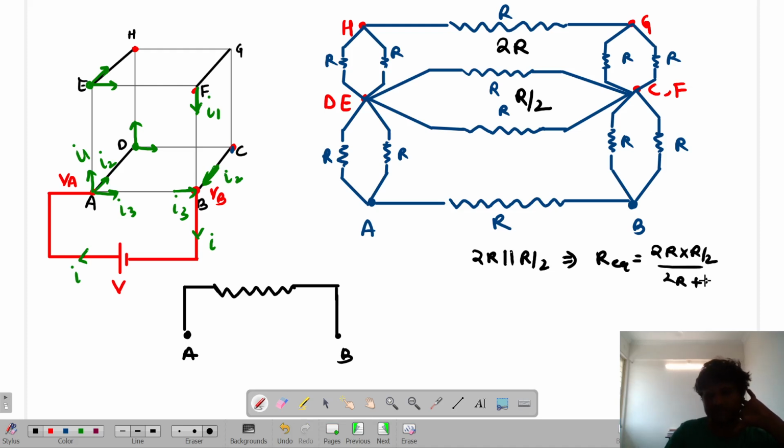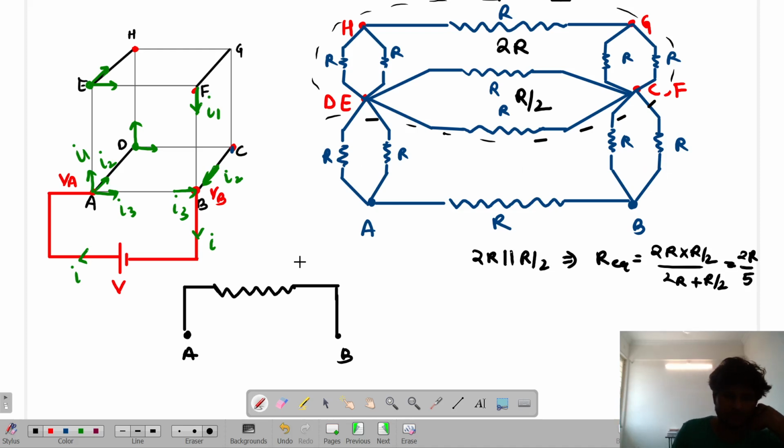Is that clear? So this results in how much? 2R by 5 basically, isn't it? Are you able to get me? Then 2R by 5, this I have solved till this, right or not? Then 2R by 5 is in series with R by 2 and R by 2, or not? So this is 2R by 5 plus R by 2 plus R by 2.